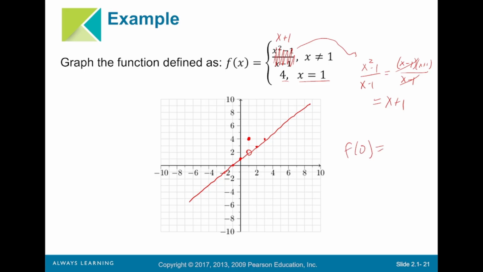So if I were asked, what is, let's say, f of 0 in this case? Well, f of 0 is clearly just 1. I read it off of this point right here. I could say f of 2. Well, that again I read off the line is just 3. But if I say, what is f of 1? Well, that is actually 4. I don't look at the line. I don't try to call it 2. It's actually evaluated up here at 4. That's how we work with this kind.